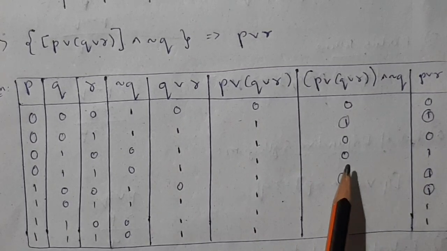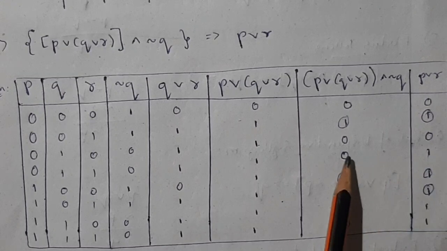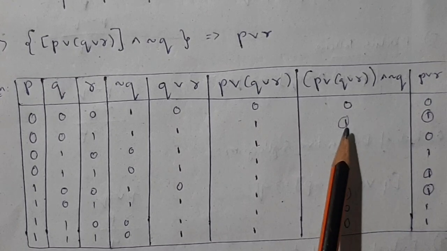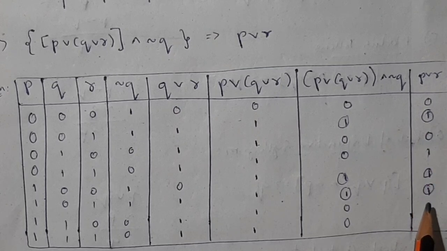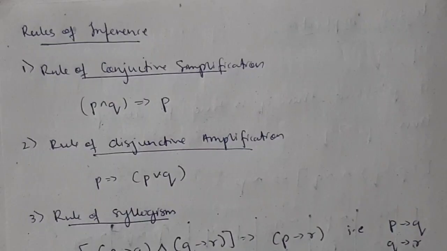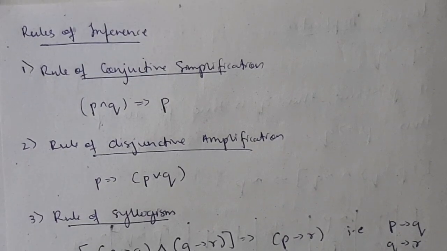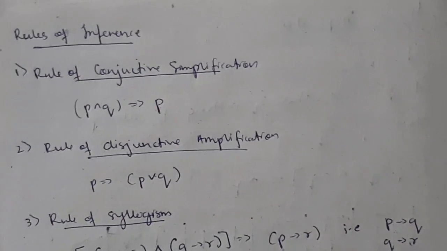See, for example, this is 0 here, but 1 is here. It doesn't matter when it's 0. Only thing that matters is whenever 1 is here, at that time this also should have 1. Okay, then it logically implies the statement. Moving on, we have rules of inference. Okay, these are some rules used to prove statements. So we will come back to this.